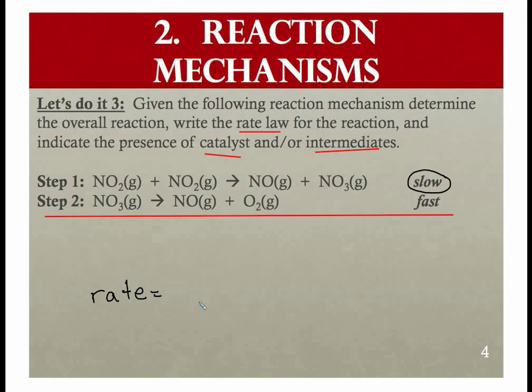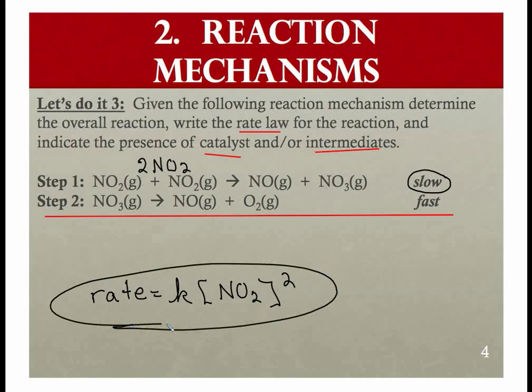So our rate law expression is going to be rate is equal to the rate constant times NO2 squared, because that's really 2 NO2, right? Another way to write that would be 2 NO2s. So that's NO2 squared. So that would be the rate law expression we would obtain from this.